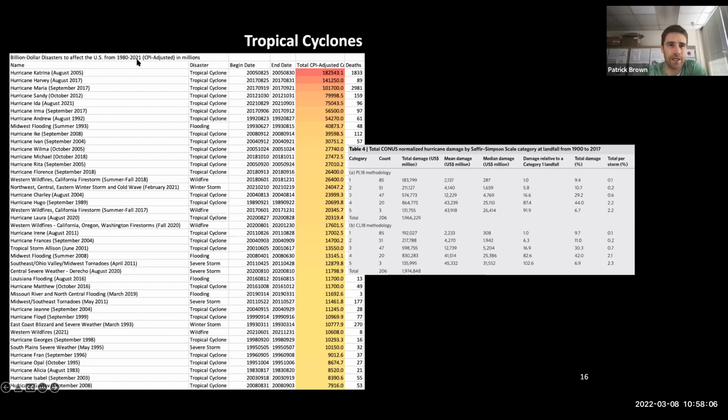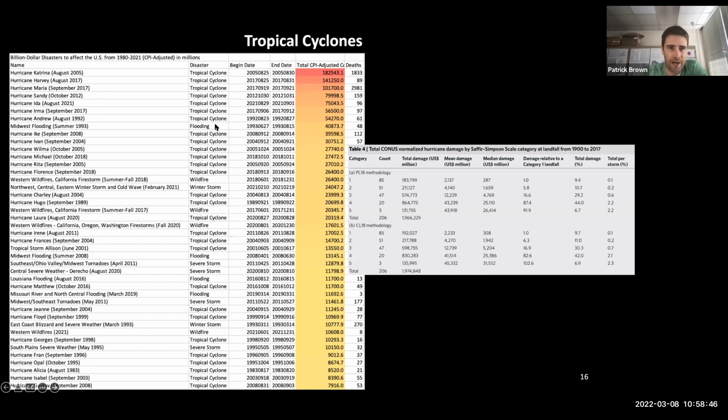This is from 1980 to 2021, and this is ranked in terms of the most damage. So total CPI adjusted, consumer price index adjusted, so that means it's adjusted for inflation. And looking at all of the worst events, it's 1, 2, 3, 4, 5, 6, 7. So the top 7 are all tropical cyclones. So it goes Katrina, Harvey, Maria. That was Puerto Rico where the damage is coming from, because this is all U.S. damage. Then Sandy, Ida, Irma, Andrew.